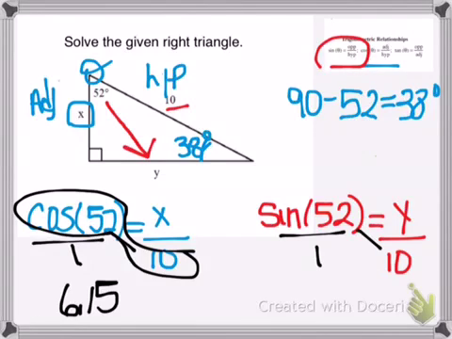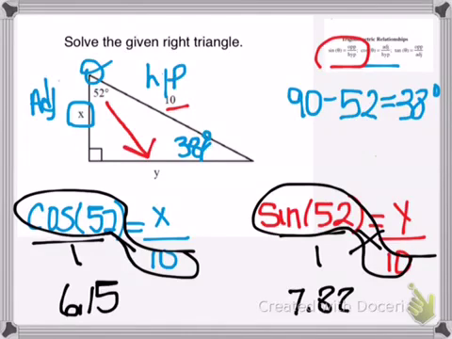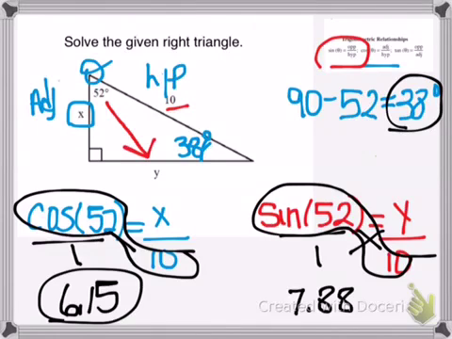So I'm going to cross multiply. That tells me to multiply sine 52 times 10. So I use my calculator, sine 52. Notice I didn't press shift because I'm not finding the angle. Times 10, and that gives me 7.88. So I found the missing angle, and I found the two missing sides. So I've solved the right triangle.